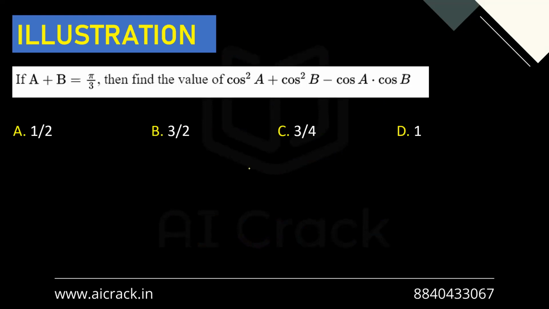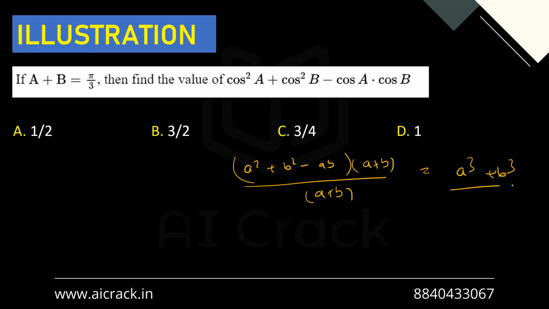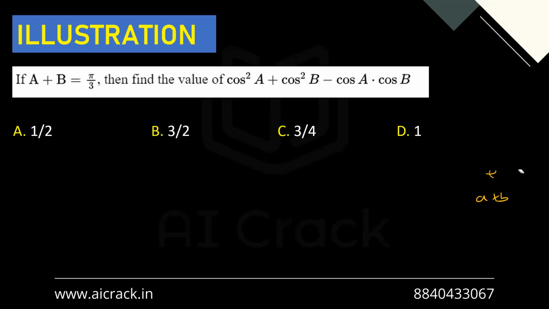The first thought can be a square plus b square minus ab. So we might multiply by a plus b and divide by a plus b. That would give us a cube plus b cube divided by a plus b, where a equals cos a, b equals cos b. The first thought that comes to my mind is this one. But I can see that we're not getting any closer to the solution, because we cannot do anything with cos cube a plus cos cube b. So this particular thought is rejected. We're not proceeding forward with this one.